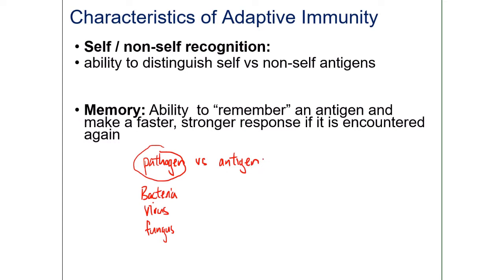And antigens are not necessarily bad, right? Antigens are just molecules that are found on the surface of a cell. So you remember your cells have antigens, right? In fact, your red cells have antigens that determine your blood type. So it's not a bad thing. It's just something that we all have, right? All cells have it. So bacteria, virus, and fungus, they also have antigens.